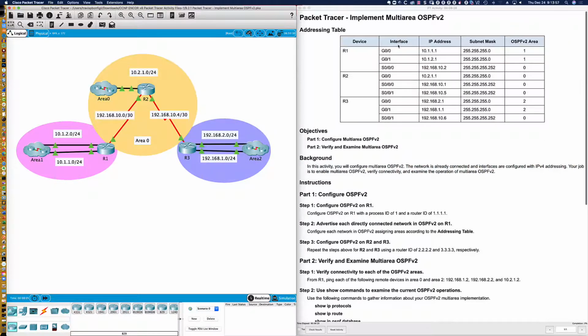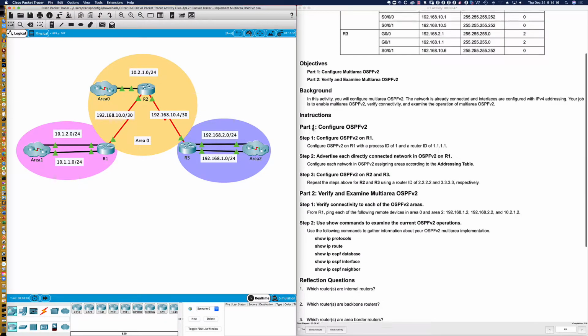So here's the activity we're working with, 9.2.1. You can see we have area 0, we have area 1 over to our left in pink, and area 2 over to our right here in purple. And so we're going to perform some configuration work, and then we're going to be answering some very important questions.